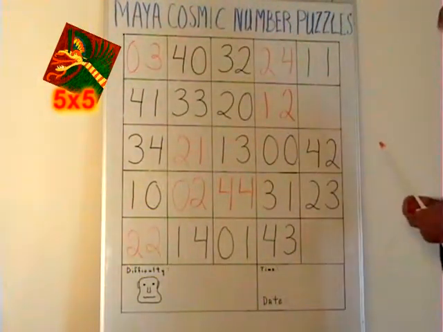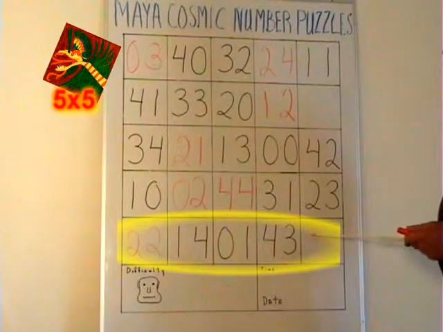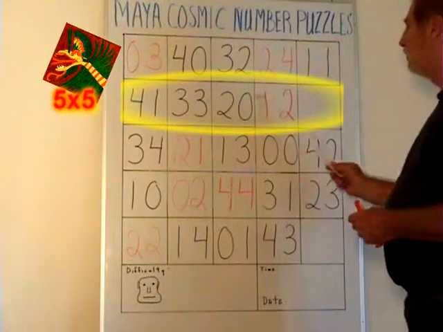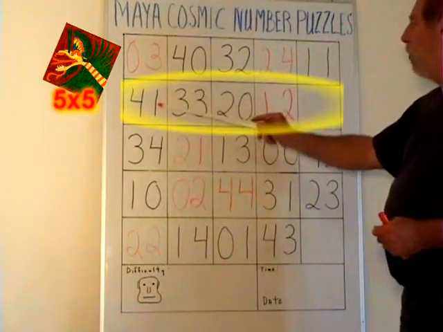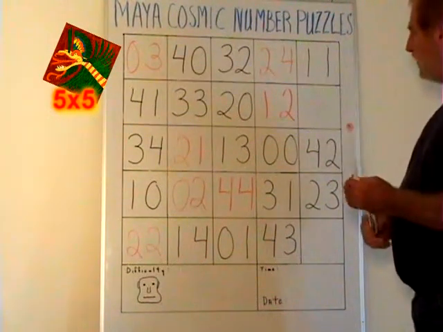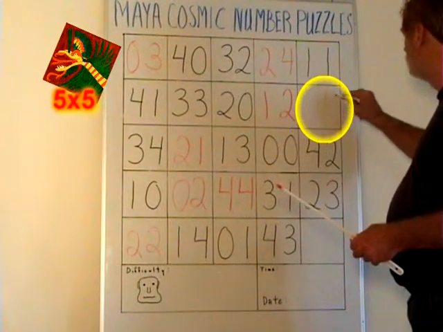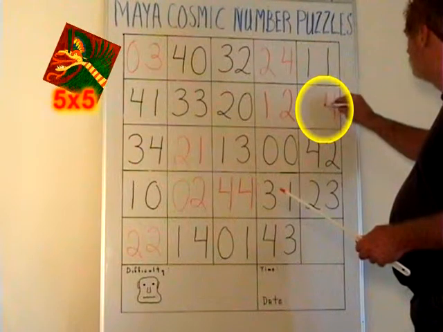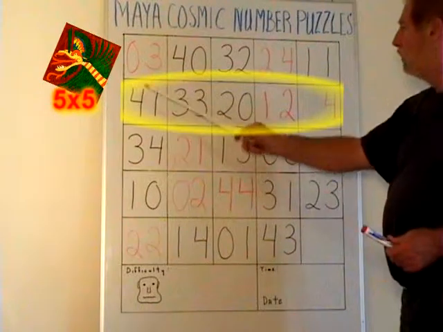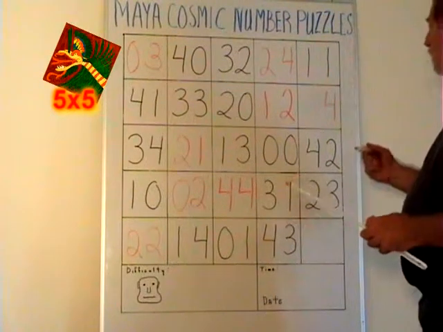Now, we have two options. We can solve this row, or we can solve this row. Doesn't matter which. Let's start with this row. We have a 1, a 3, a 0, and a 2. We are missing a 4. On the left side, we have a 4, 3, 2, 1. So we are missing a 0.